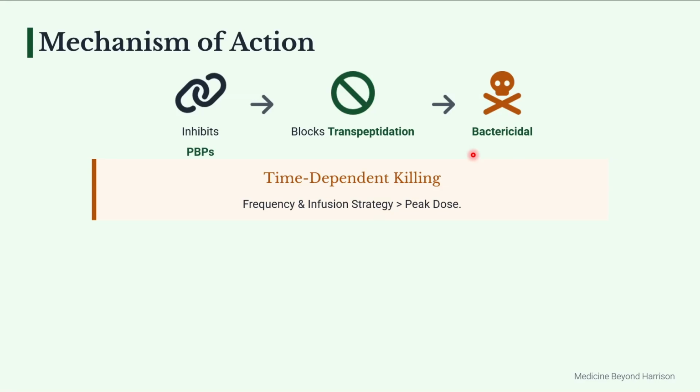So, mechanism of action: it inhibits the penicillin-binding proteins and blocks the transpeptidation, and it is a bactericidal drug, which is the most important property of this drug, with time-dependent killing. The longer the drug remains in the body above the minimum inhibitory concentration, the more the bacteria are killed. So it destroys the cell wall. Frequency and infusion strategy are more important than the peak dose.